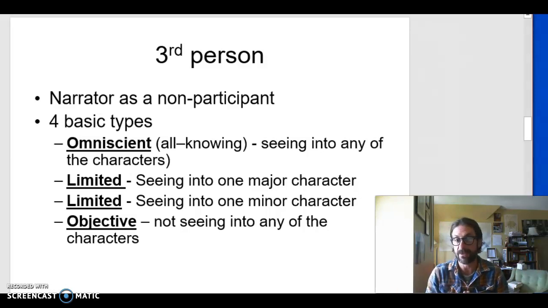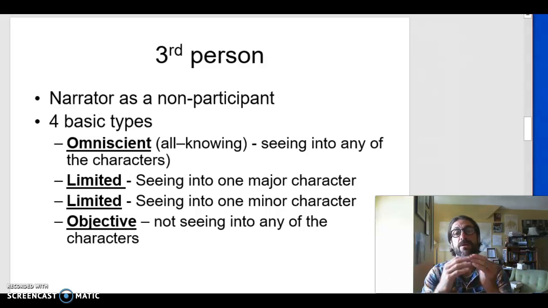There's 4 basic types. There's omniscient, which is all-knowing. We see into many different characters' minds. We get a grand perspective of a place. Limited, seeing into one major character, or limited, seeing into one minor character. And then objective, really not delving into any character's thoughts.